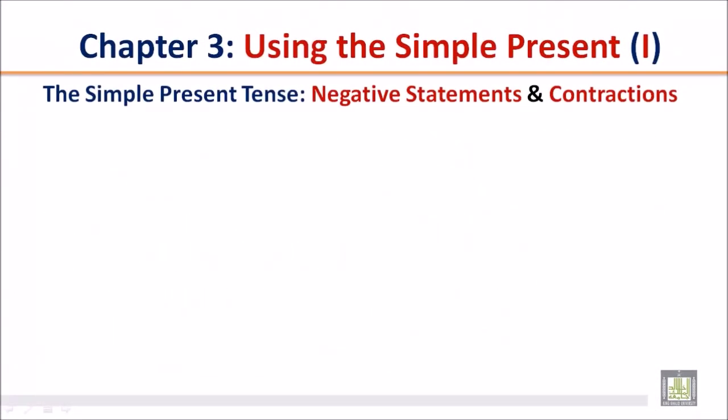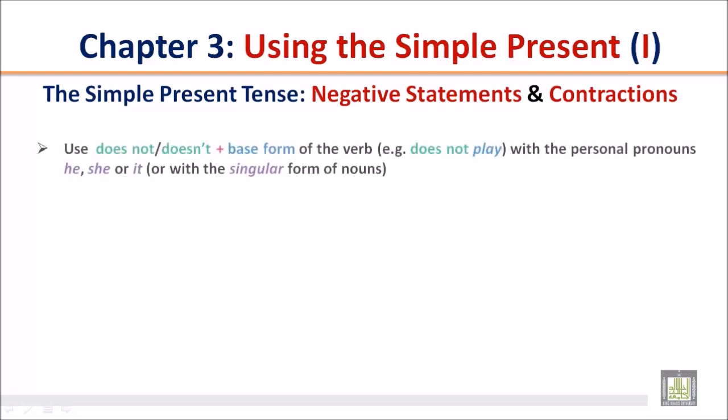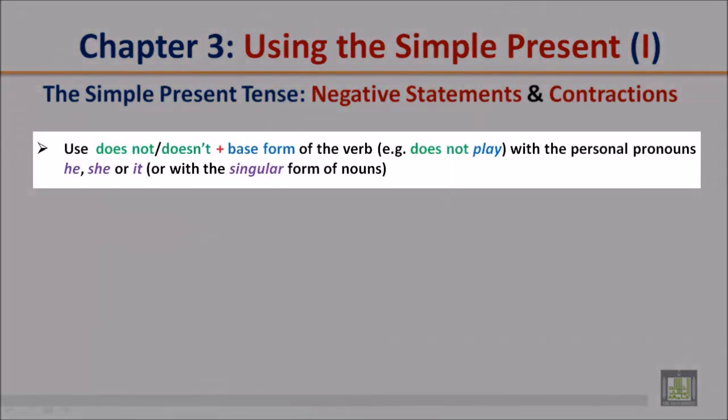The simple present tense. Negative statements and contractions. Use does not or doesn't plus the base form of the verb. Play is the base form, so does not play, with the personal pronouns he, she, or it, or with the singular form of nouns. Doesn't is a contraction of does not.